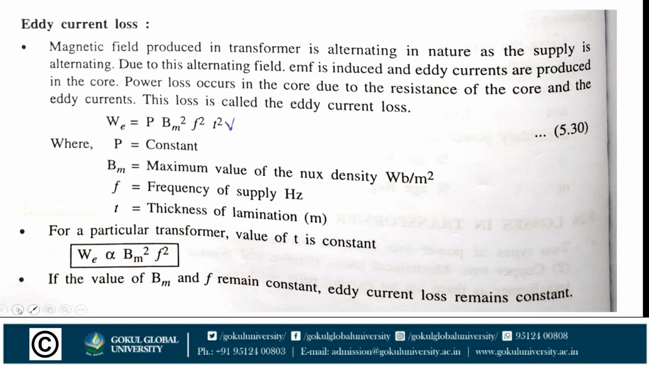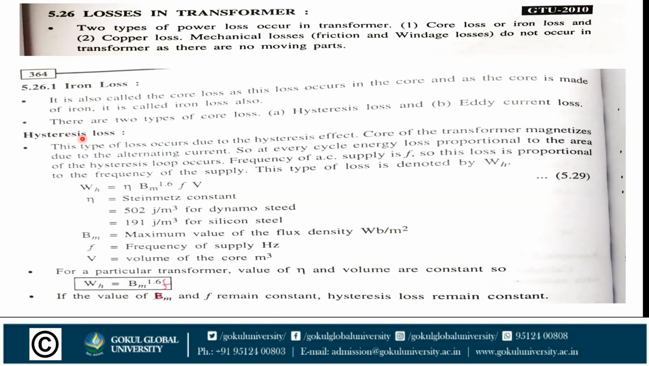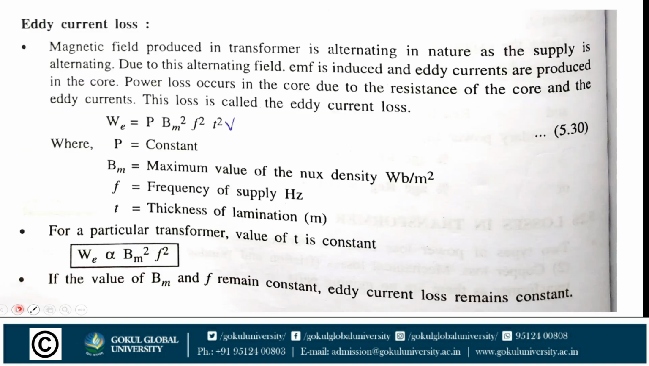So we see that in these two types of losses, hysteresis loss is directly proportional to the frequency, whereas eddy current loss is directly proportional to F square, the square of the frequency. Okay, other terms remain constant. The volume of the transformer core remains constant, thickness of lamination will be constant, maximum flux density will be constant. Okay, so the variable part is only frequency.